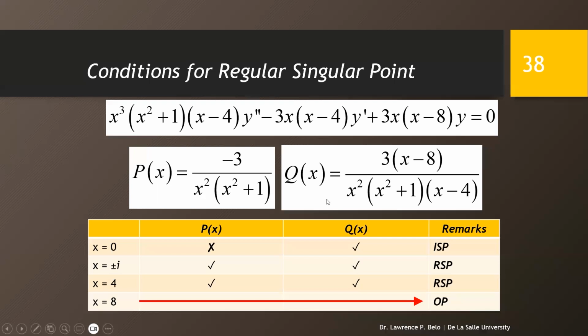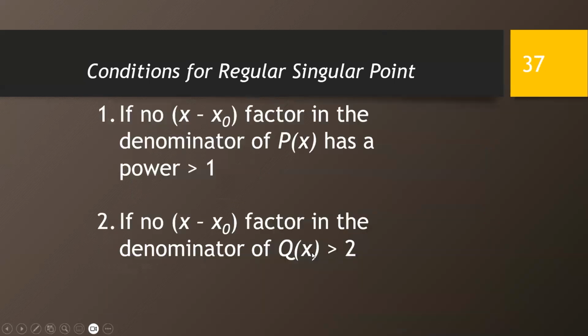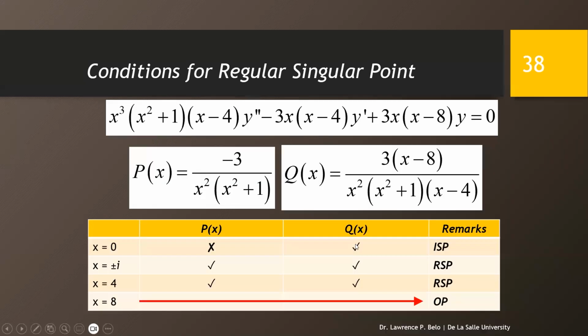For q, 0 is x squared. According to q, the denominator should not be greater than 2. So here, the cutoff for p is 1. The cutoff for q is 2. Since it's squared, it's at the cutoff of 2. It's okay. It passed. Okay, I'll go to the remarks later on.